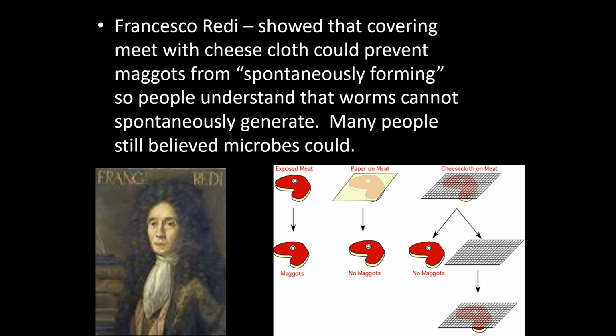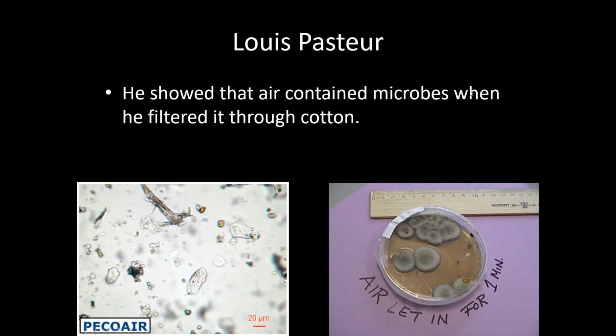And so he showed that you can't spontaneously generate maggots; you could only get them if flies laid eggs on that meat. Louis Pasteur took it a step farther. He showed you can't spontaneously generate microorganisms. Some things that he had already discovered were, if you filter air through a cotton plug, you can view that cotton plug and see organisms that had been in the air. And so there are organisms floating around in the air all around us.